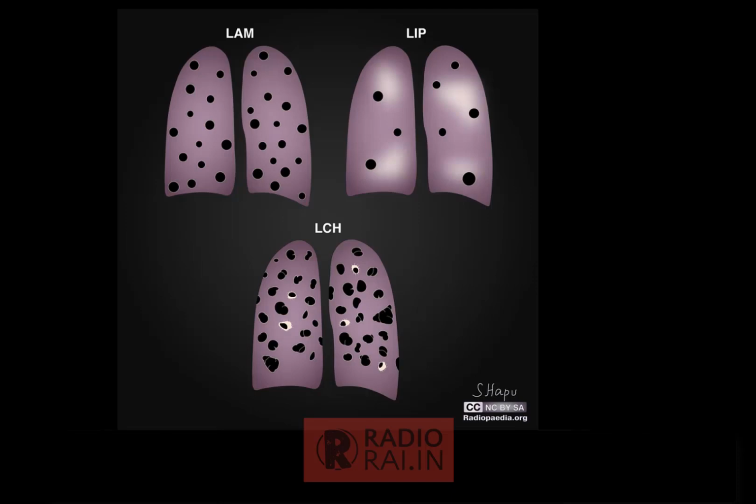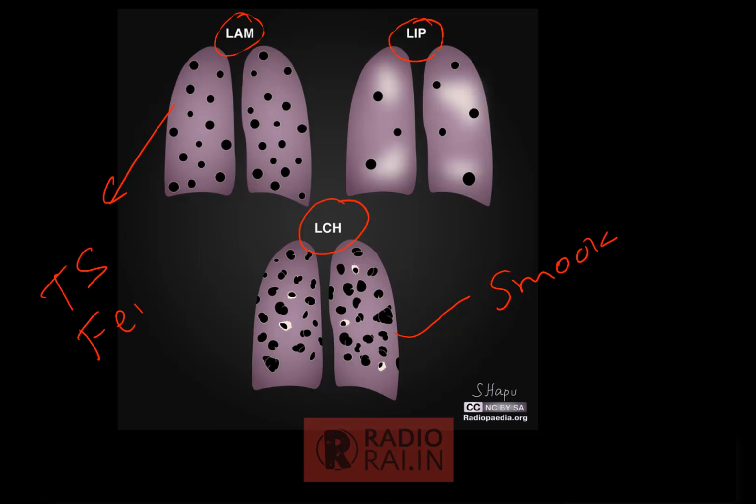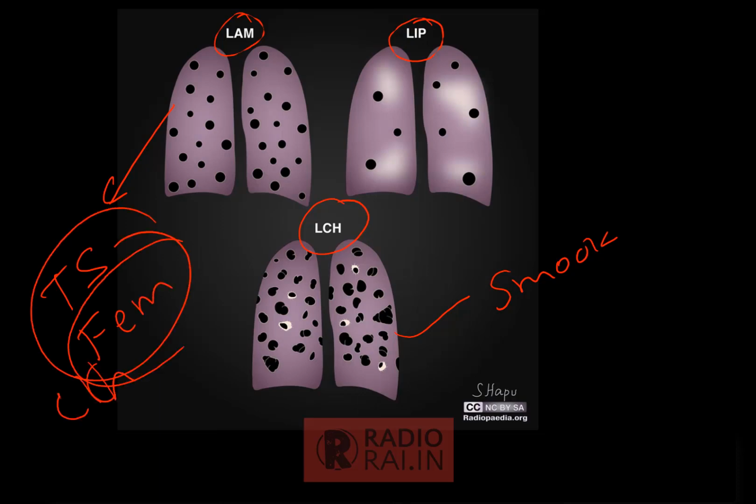Now whenever we see cysts in the lung, diffuse cystic lung disease, there are different types. One is LAM, lymphangiomyomatosis, LIP, lymphocytic interstitial pneumonia, and LCH, Langerhans cell histiocytosis. Out of these, LCH is associated with smokers, and LAM is associated with tuberous sclerosis and seen in female patients. Chylous effusion will be present in this patient.